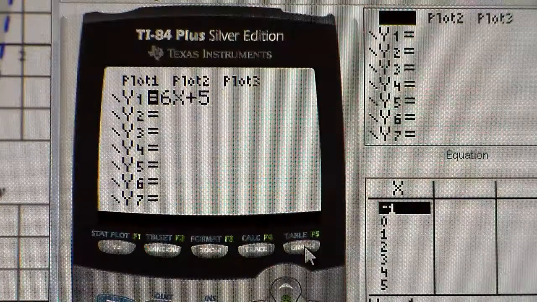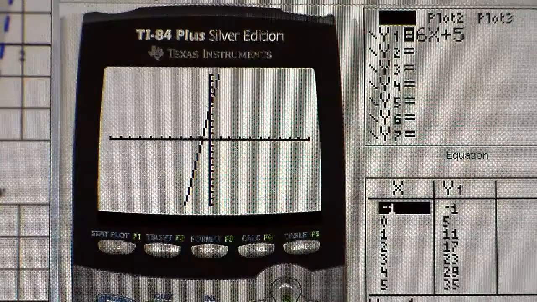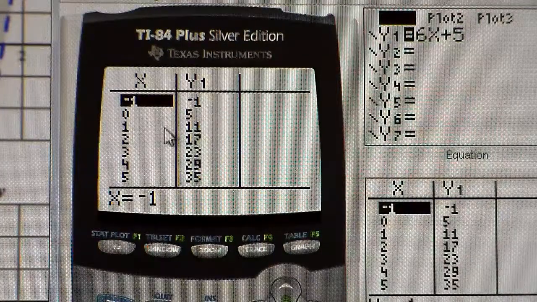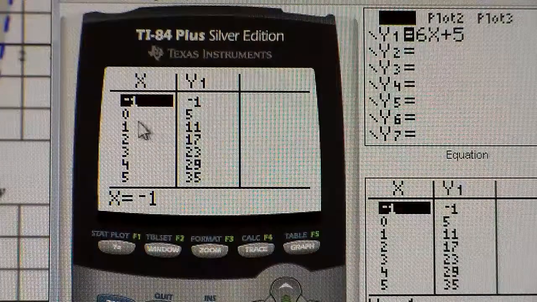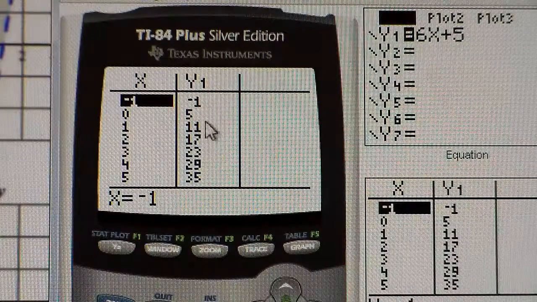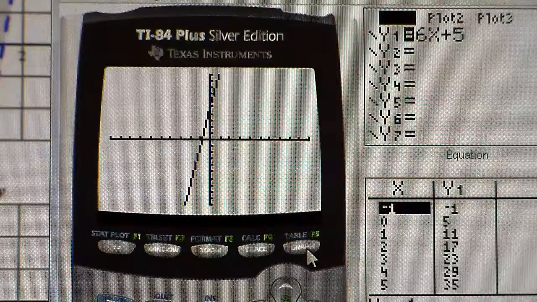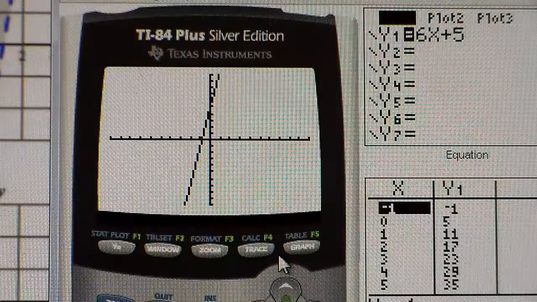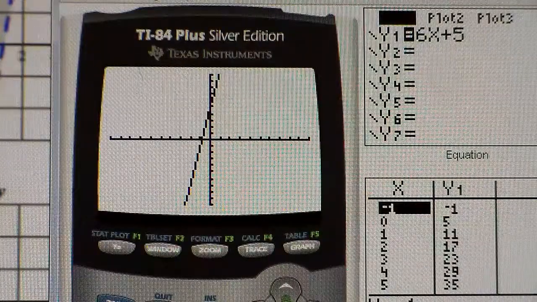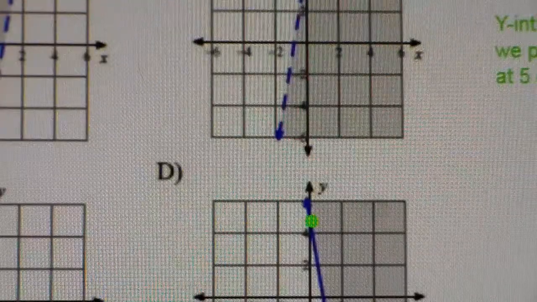If we want to find the graph, we hit the graph button, and that's what our graph is going to look like. And then we hit second graph button to get our table. So we can plot the points -1, -1, 0, 5, 1, 11, and connect those 3 points to get our graph. That's what our graph is going to look like. Oh, sorry, that's what the line looks like. Let's zoom back out and I'll show you the exact answer for number 3.